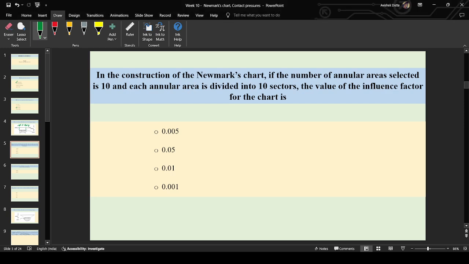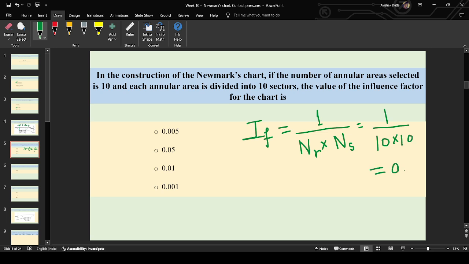In the construction of a Newmark's chart, number of annular areas selected is 10, and each annular area is divided into 10 sectors. What is the value of influence factor? Have you solved this? No, right? So the value of influence factor, it is 1 divided by number of annular areas or annular rings multiplied by number of sectors. So in this case, number of rings is 10. Number of sectors in each ring is 10. How much? 0.01, isn't it? 0.01.